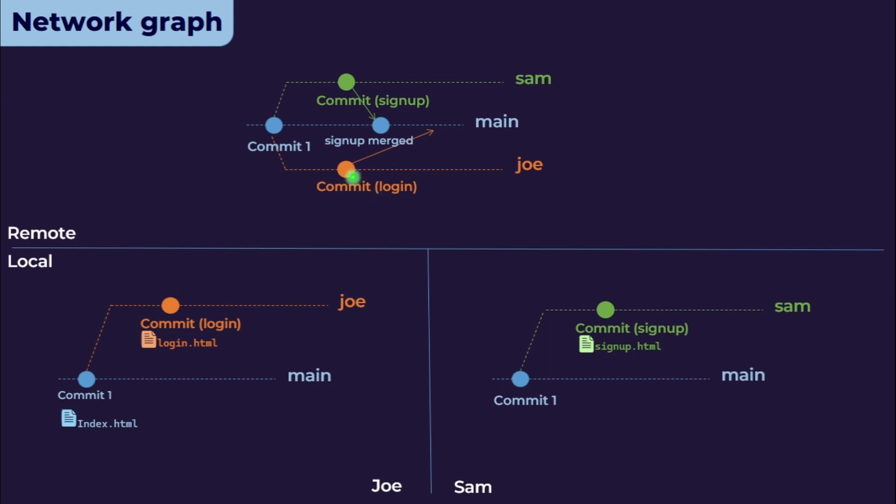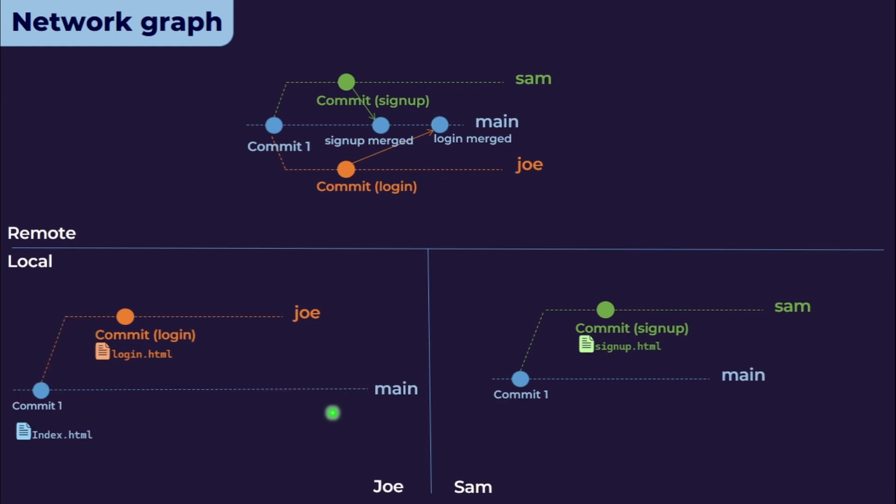And afterwards, if Joe wants to merge his branch into the main, Git is going to do the same thing. It's going to look at the latest commit in the main branch, which is the signup merged commit, and the latest commit on Joe's branch, which is this login commit. The signup merged commit in the main branch already has the index.html coming from here and the signup.html coming from here. So it's going to add the login.html as well to create a final commit here, the login merged commit, which now has the index.html, signup.html, and login.html. So the main branch now has a commit with the latest up-to-date code.